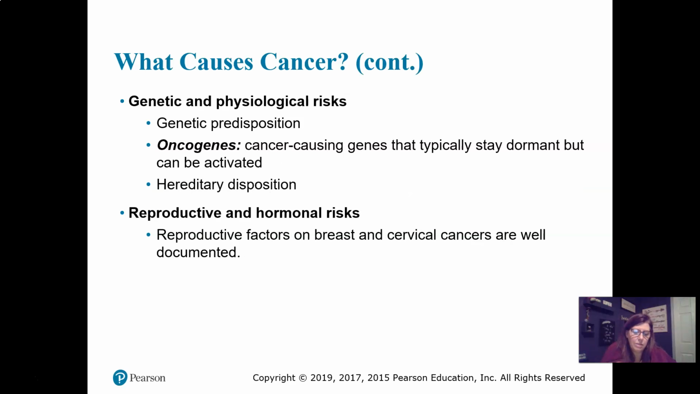Scientists believe that between 5 and 10% of all cancers are strongly hereditary. Suspected cancer-causing genes are called oncogenes. Certain cancers, particularly those of the breast, stomach, colon, prostate, uterus, ovaries, and lungs, appear to run in families.